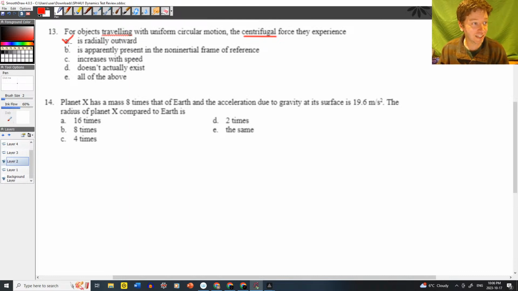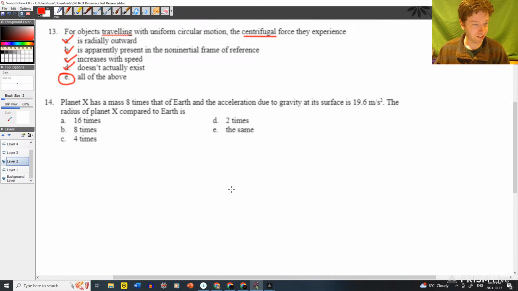But don't get too excited. Let's just check the other ones. Is apparently present in the non-inertial frame of reference. It certainly feels like it is, doesn't it? So that's also true. Increases with speed. Yep, doesn't actually exist. That's true. So our answer is E, all of the above.